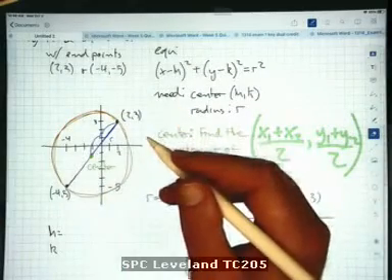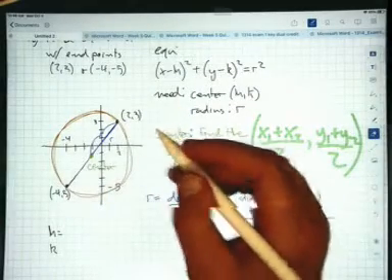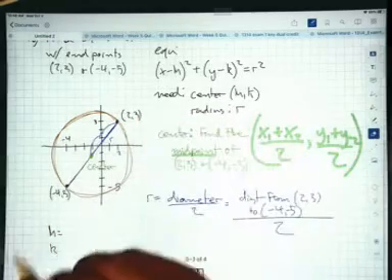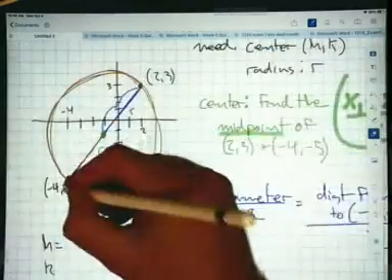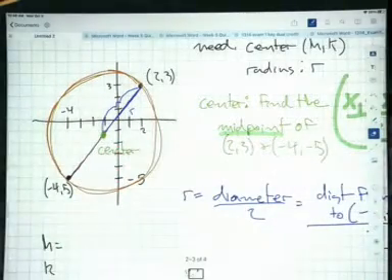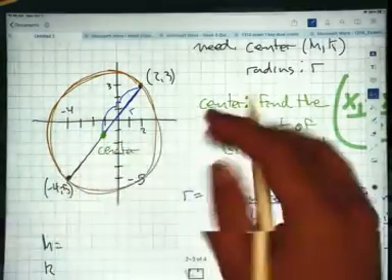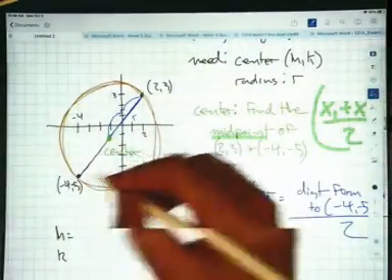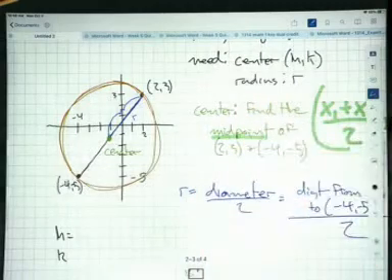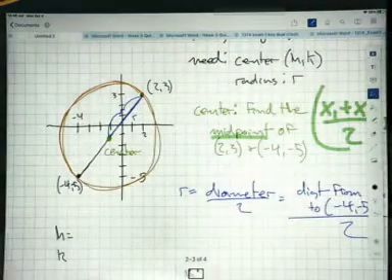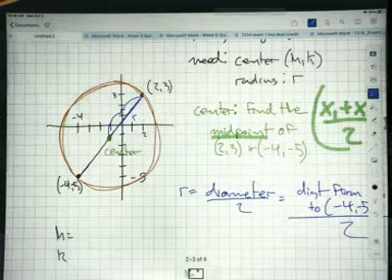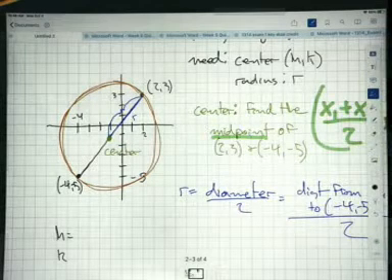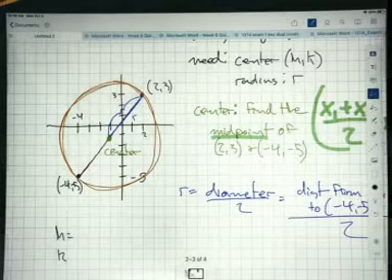That's going to be a -2 over 2, which is going to be a -1. And this is a -5, by the way. And then 3 plus the -5 is going to be -2 over 2. It's going to give you -1. Do you see that? Yeah?